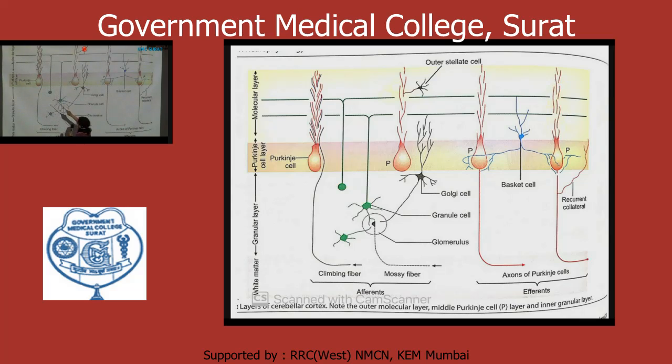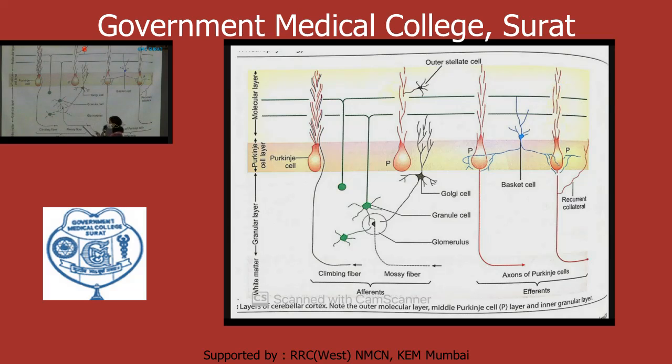Whereas the mossy fibers, the rest of the tracts, they are the second order neurons. Except for the olivocerebellar tract, all the rest of the incoming tracts are made up of mossy fibers.